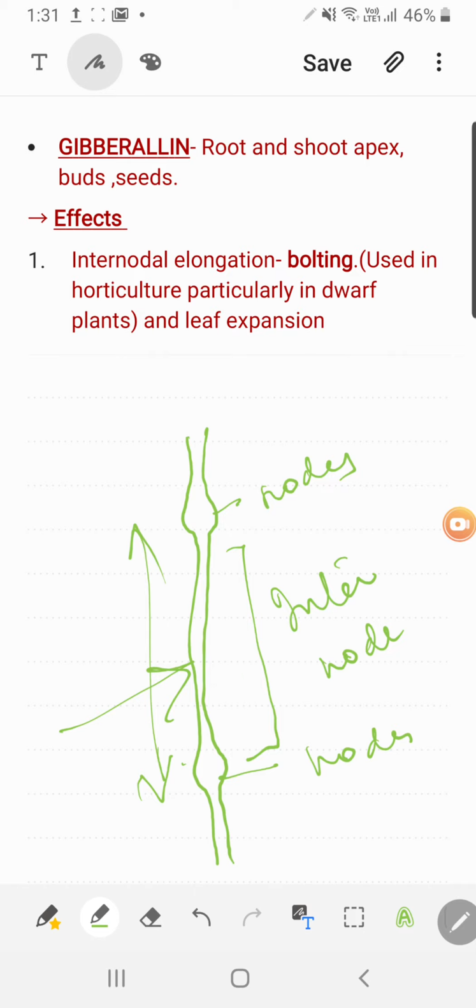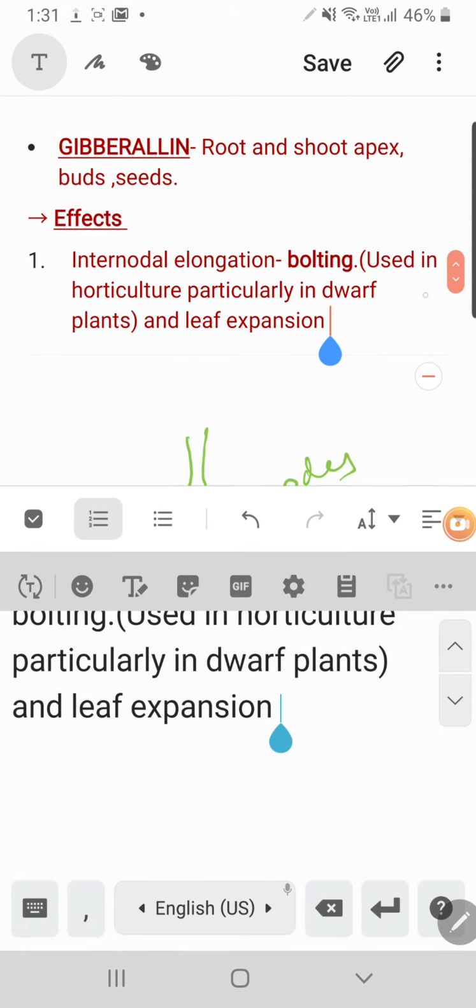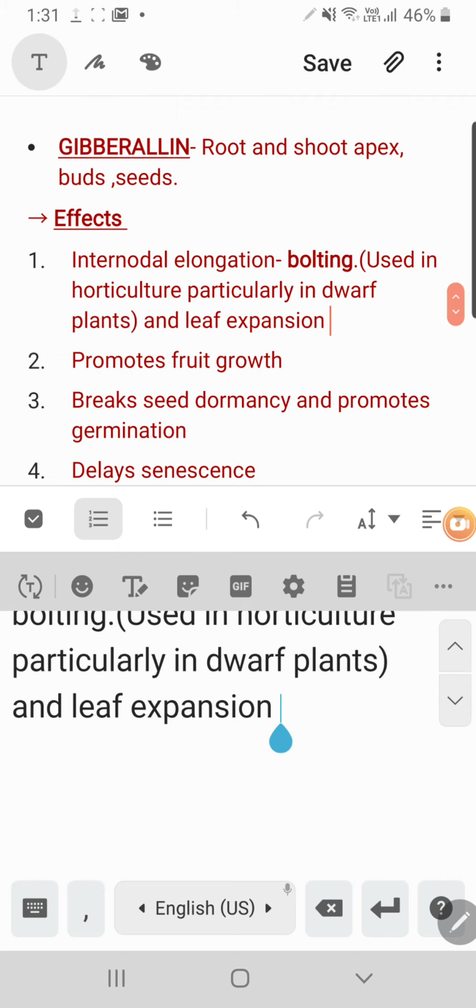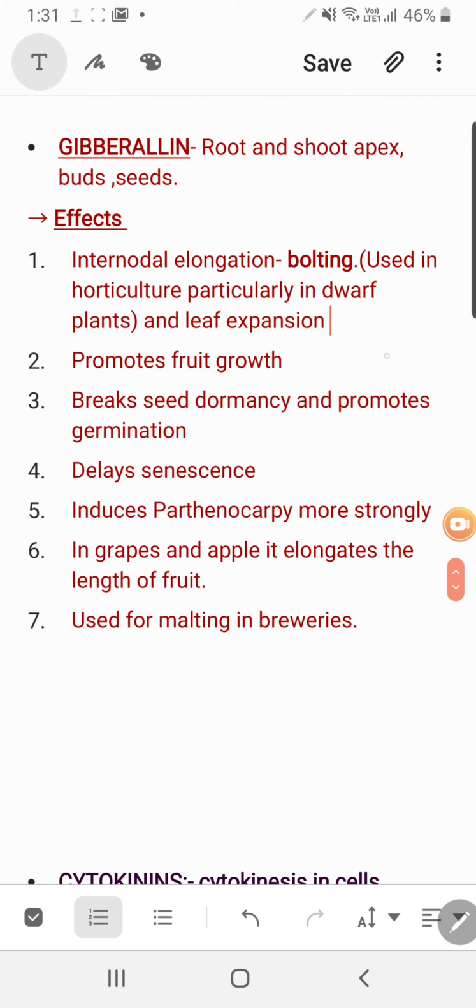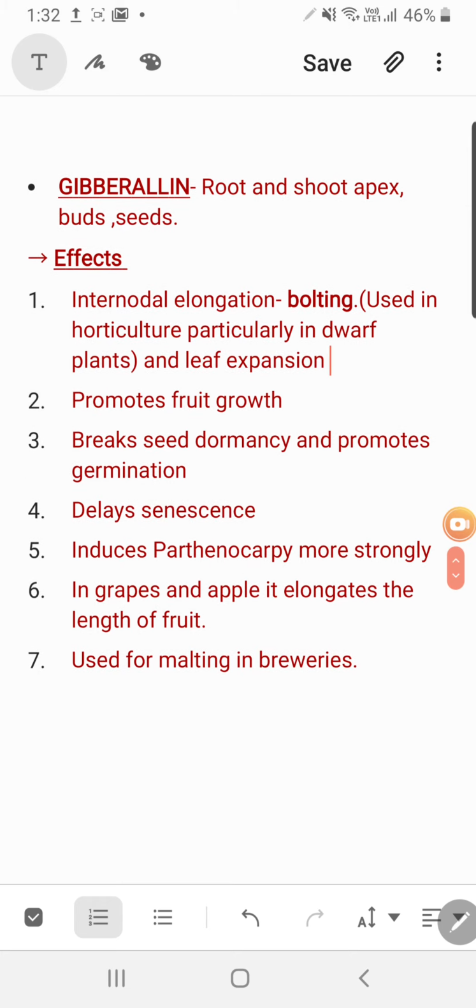And that's why we use this hormone particularly in horticulture. Horticulture is the branch of agriculture that deals with the cultivation of vegetables and fruits, right, children? It also brings about leaf expansion. That means the size of the leaf is also increased under the effect of gibberellic acid. Second, it promotes fruit growth. Similarly to the way auxins promote the growth of the fruit, gibberellin is also responsible for fruit growth.